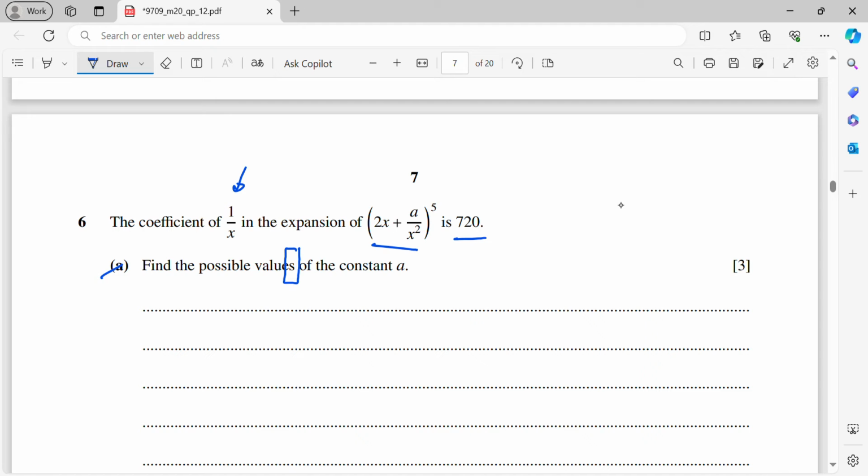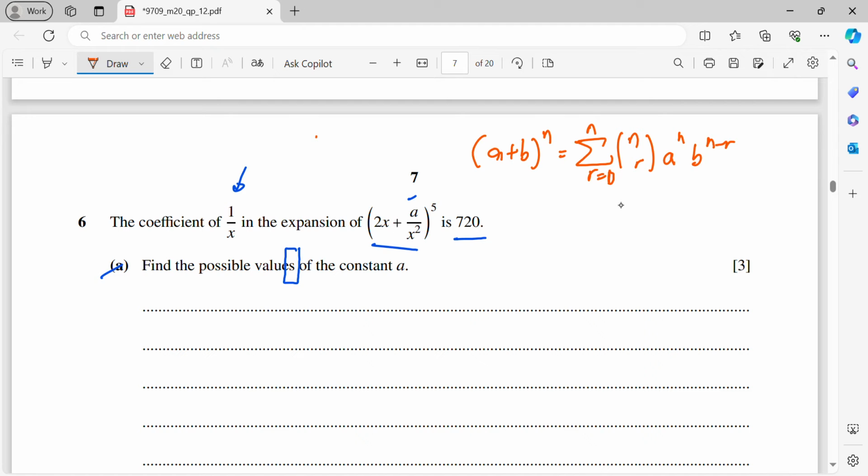Alright, so now I will write down the general formula first for the binomial expansion. So it is basically (a plus b) to the power of n. If you need to get the complete expansion, the full expansion, it is summation, r from 0 to n, nCr, a to the power of n minus r, then b to the power of r.